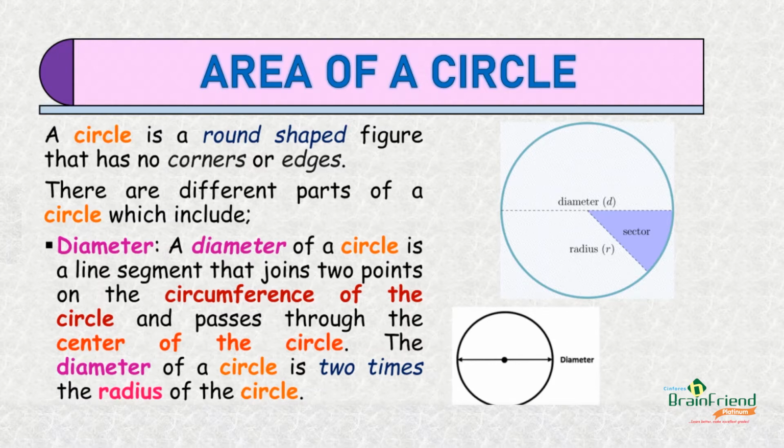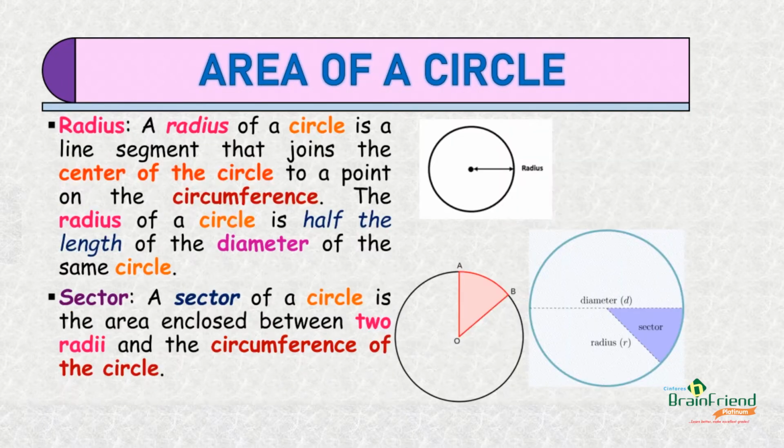Going on, let's look at the different parts of a circle. First, we have the diameter. The diameter of a circle is the length of the line that goes through the center of the circle and touches 2 points of the circumference. Note that the diameter of a circle is 2 times the radius of the circle. Now, what is the radius of a circle? The radius of a circle is half the length of the diameter of that same circle.